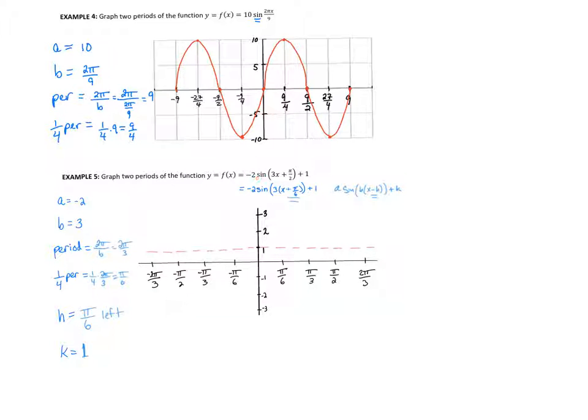So if we're looking at a sine curve here, because the a value is -2, the fact that it's a 2 there tells us that we're basically going to go up 2 and down 2 and up 2 and down 2. But we're going up 2 and down 2 from a spot of 1. So that's going to take us up to 3 and down to -1.